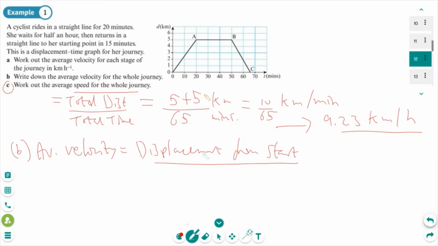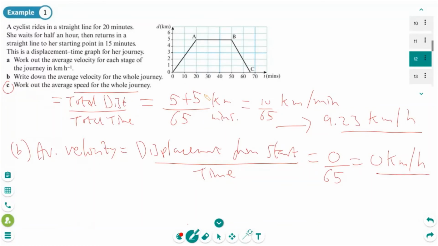So if you think about it, for the whole journey, the person has ridden 5 kilometers to somewhere and ridden 5 kilometers backwards. So because the person has returned to the starting point, the displacement is simply 0. So it's going to be 0 over 65, which is equal to 0. So the average velocity would be 0 kilometers per hour. The displacement is 0 because the person has returned to the starting point. Remember, displacement is the distance from the origin. Does that make sense?